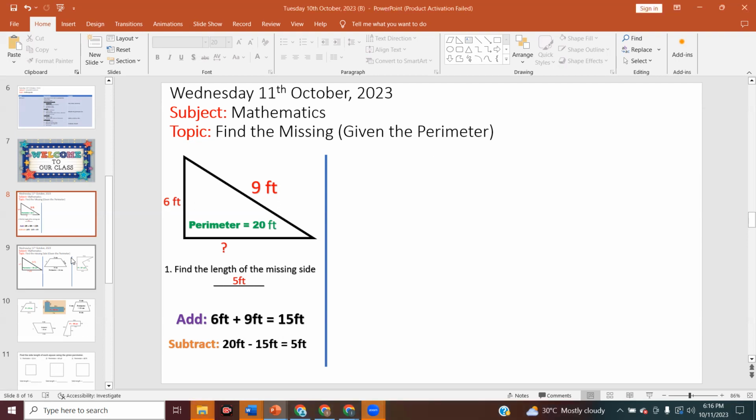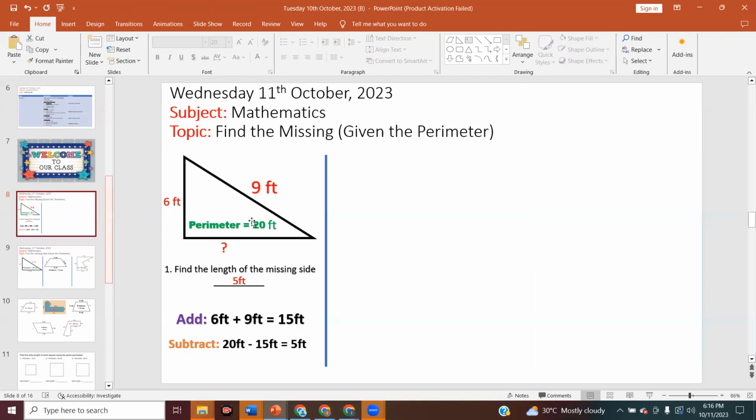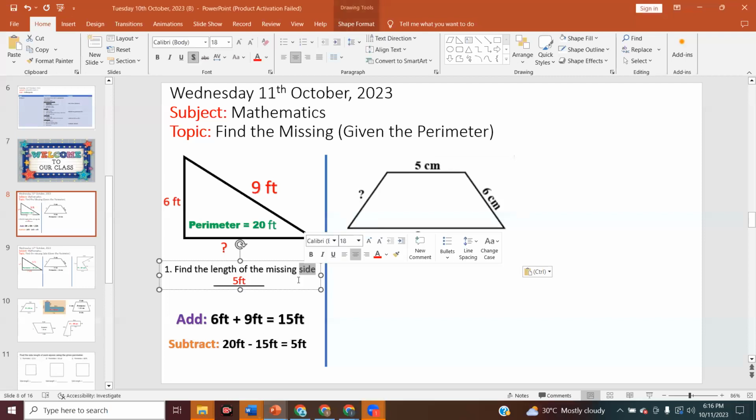All right, so let's do the next one. Let's do a second one. Let's say we have a four-sided figure, a trapezoid. The perimeter is 24 centimeters. We have four sides, 5 centimeters, 6 centimeters, 8 centimeters, and a missing side. So the question is, what is going to be the length of this missing side? Put your hands inside the chat for me, please.